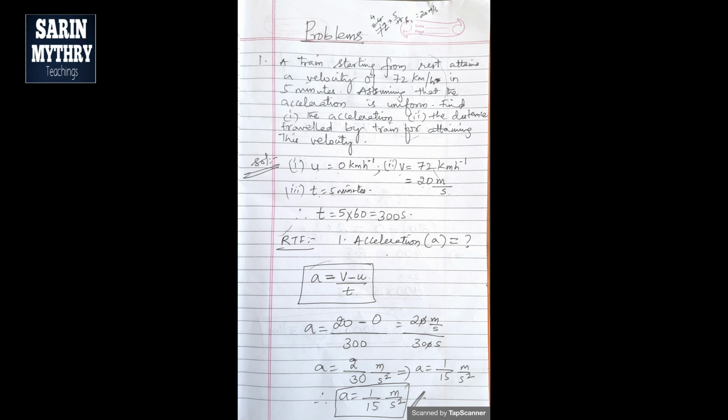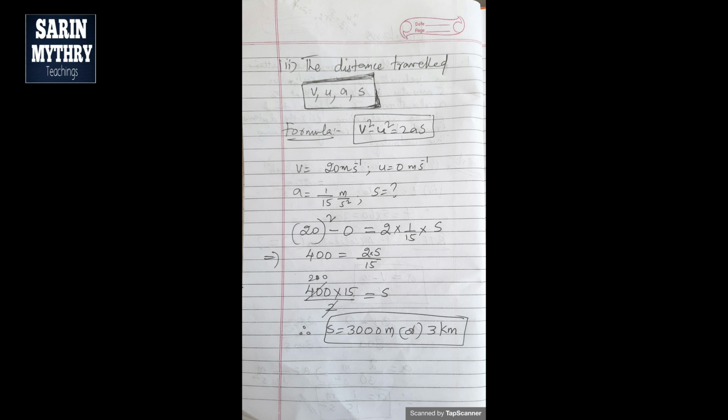Acceleration is denoted by small a, it is equal to v minus u by t. That's the formula which we have studied in the kinematics motions topic. So a equal to v minus u by t, and what is v here? v is equal to 20 meters per second. So 20 minus u, which is 0, by t, which is 300. So it is 20 by 300, which is equal to 2 by 30, that is a equal to 1 by 15. The next one will be distance traveled.